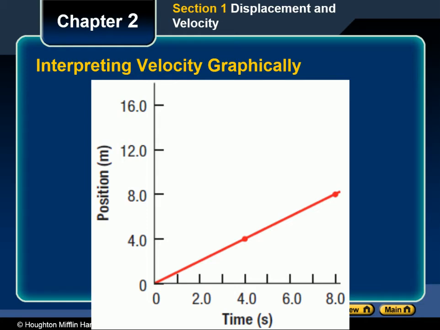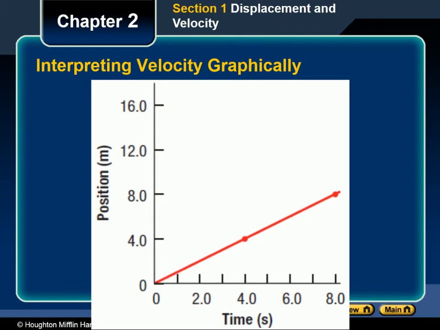Velocity can be interpreted graphically. The velocity of an object can be determined if the object's position is known at specific times along its path. One way to determine this is to make a graph of the motion. Figure 1.6 on the screen now represents such a graph. Notice that time is plotted on the horizontal axis and position is plotted on the vertical axis.